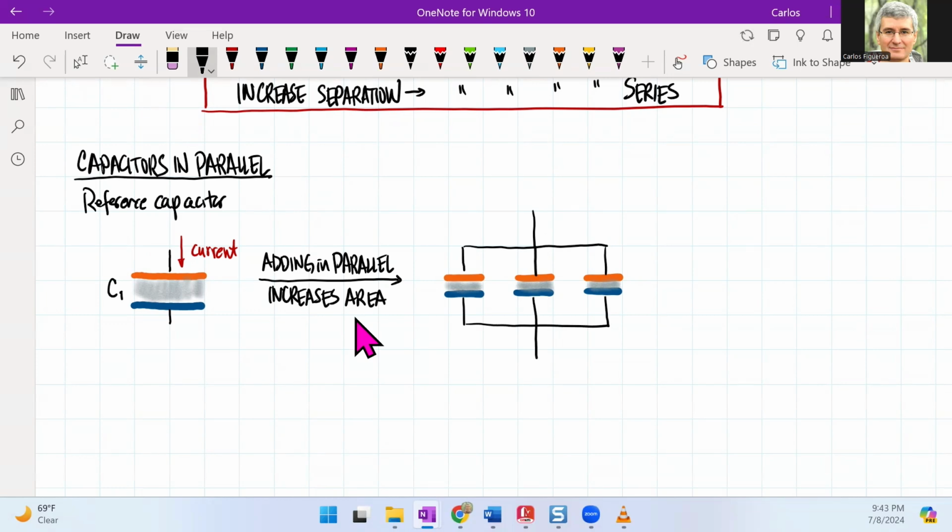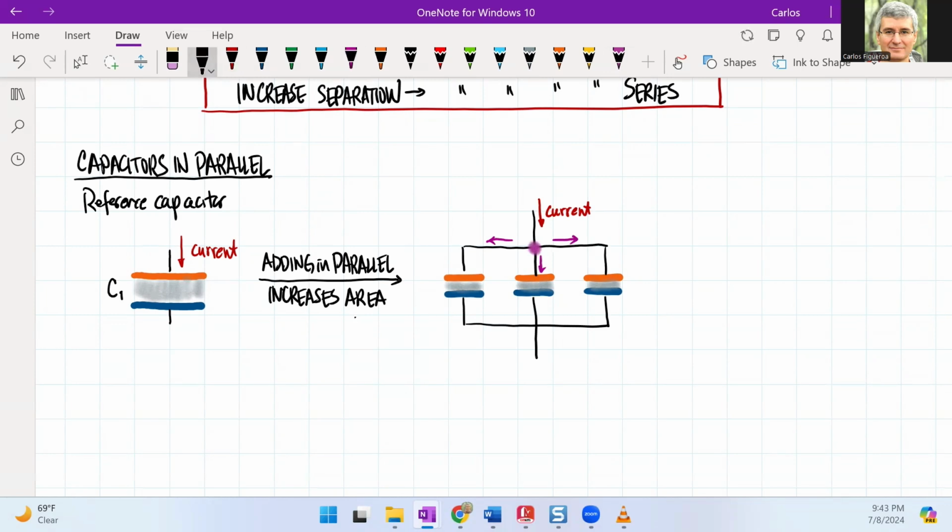So let's follow the current. The current comes in here. And what we see with the current is that it must split. Why must it split here? Because I have a junction here. So what happens to the current? Part of the current goes in this direction, part of it goes here, and part of it goes there.